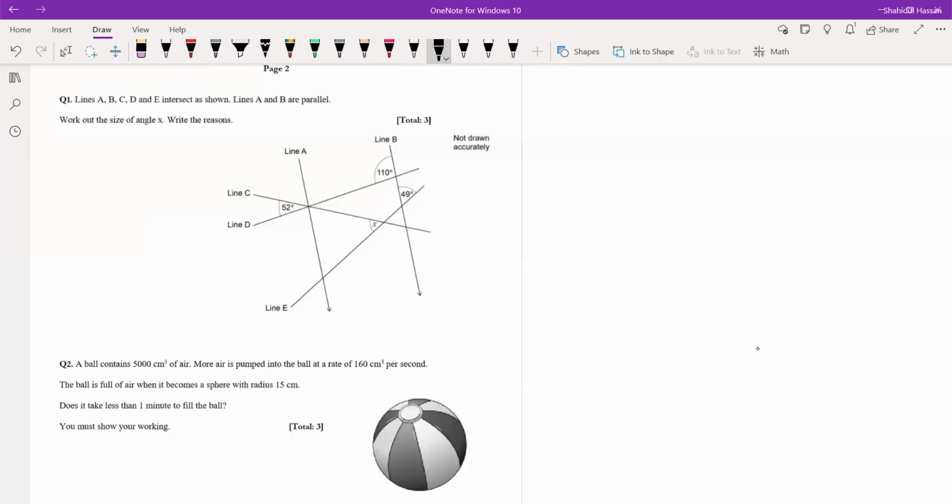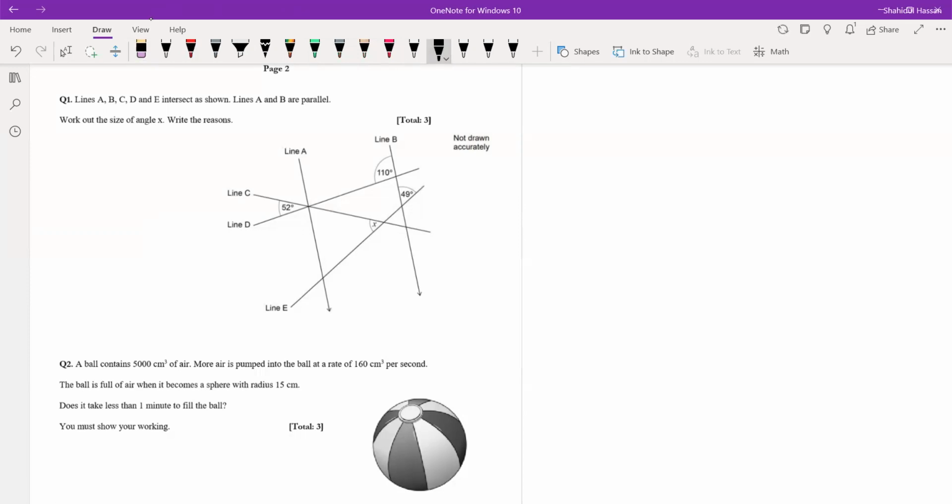If you want to find the value of X, you need this vertically opposite angle. Once you know the value of the vertically opposite angle, you can find X. Now, to find the vertically opposite angle, I need these two small angles. One of them should be equal to 49, and the other angle that you have here should be equal to 52 degrees. Now, why is this angle 52 degrees and why is that angle 49 degrees? We'll try to explain these.